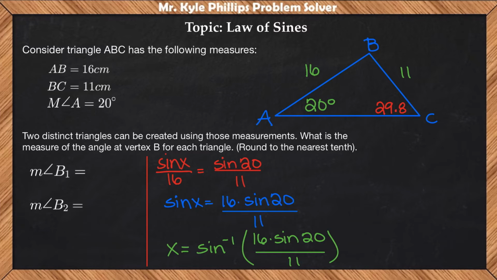Now I can find the first value for angle B here, because I know that all three angles in a triangle must add up to 180. So I'll say 180 minus 20 minus 29.8, and that gives me 130.2. So this is going to be 130.2 degrees. This will be the first measure of angle B. So that's going to go right here. The measure of B1 will be 130.2.